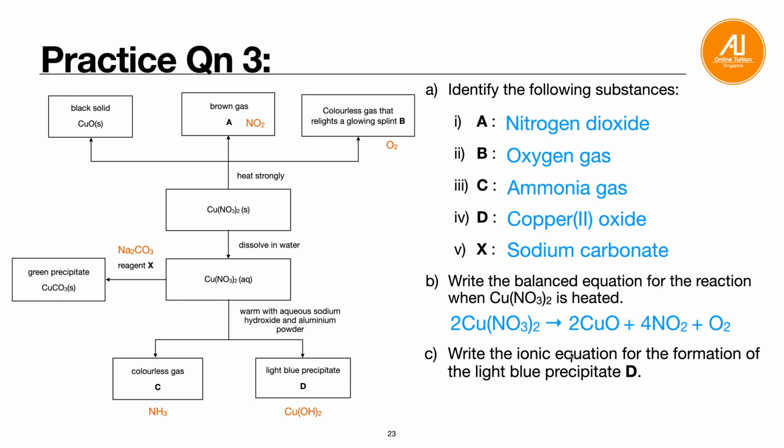Okay, so write the ionic equation to form blue PPT, meaning your copper hydroxide. Very similar. The shortcut is what? You write copper hydroxide first, solid. Which two ions add up to give you copper hydroxide? Of course, it's your copper ions, and then your OH minus, two of it, so it's 2 OH minus. Okay, that's it. That's the end.